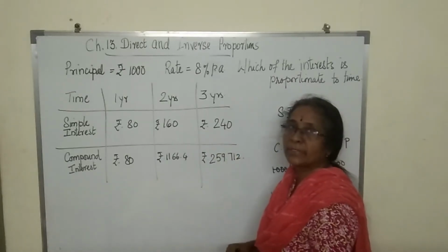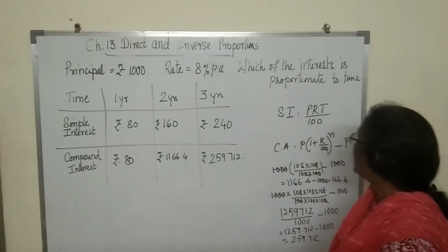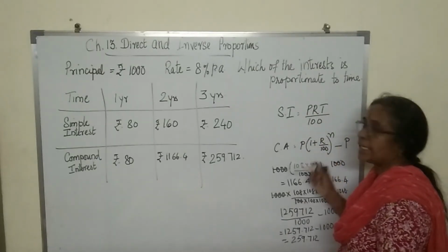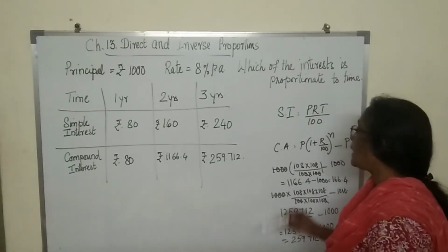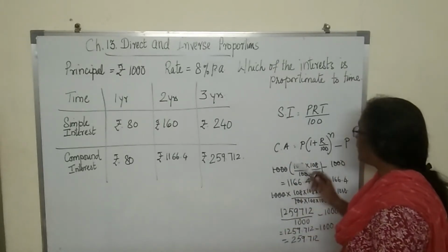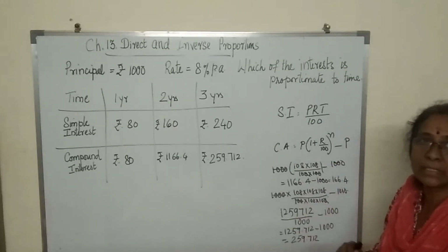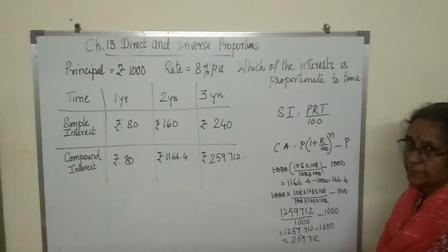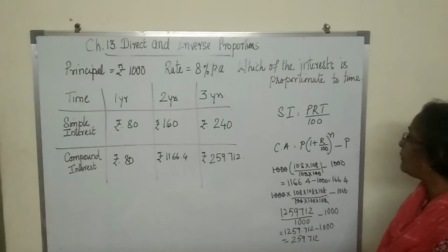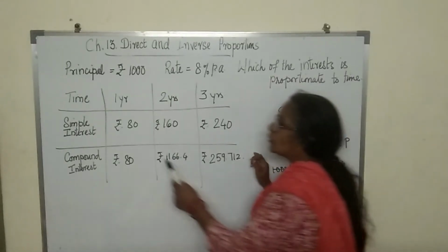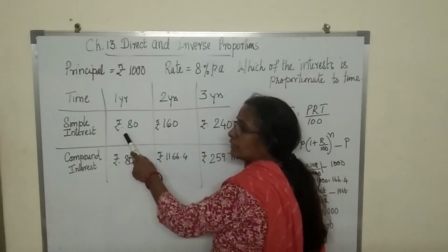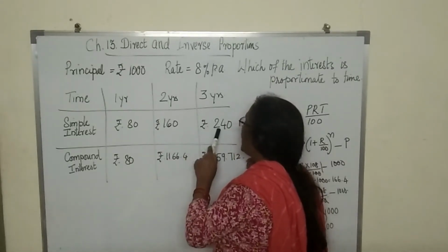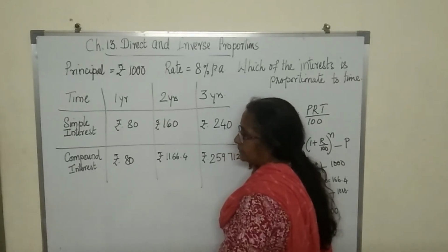You know that simple interest is calculated using the formula simple interest is equal to PRT upon 100. And compound interest is calculated using P into 1 plus R upon 100 whole raised to N, minus P. So using this formula, the first year simple interest is 80, second year it will be 160, and third year it will be 240.